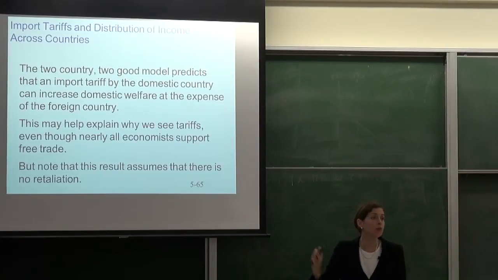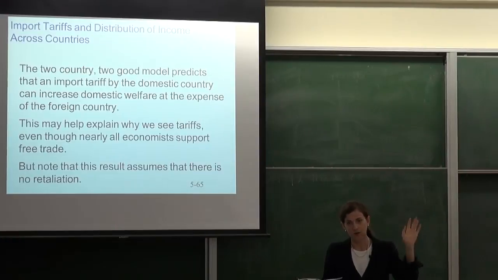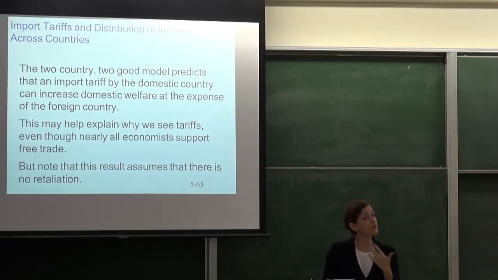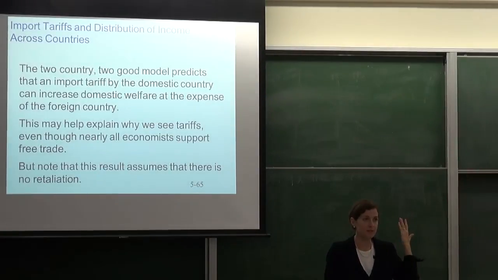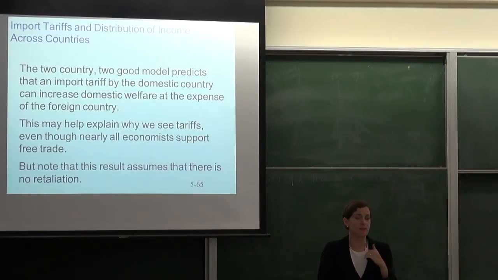And this may be one reason that we see not that many, but still more tariffs than economists think we should have. I mean, tariffs have come down to almost zero on manufactured goods, but we still see them quite a lot on agricultural goods. And this may be one reason. Maybe this terms of trade argument is one reason why we still see tariffs, even though almost no economists think we should have tariffs or impediments to trade.